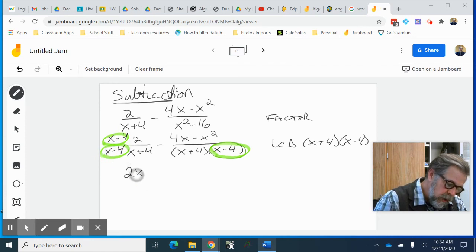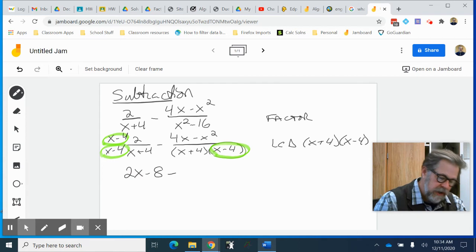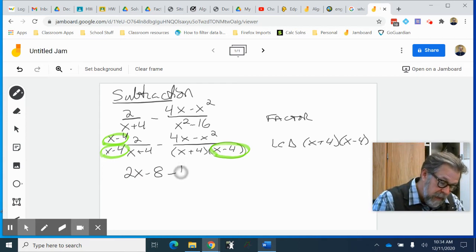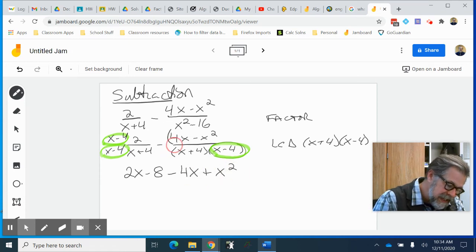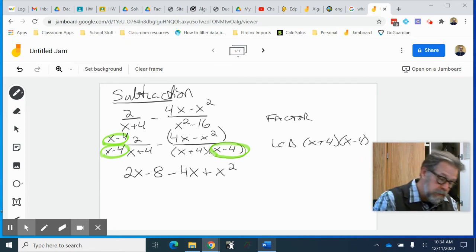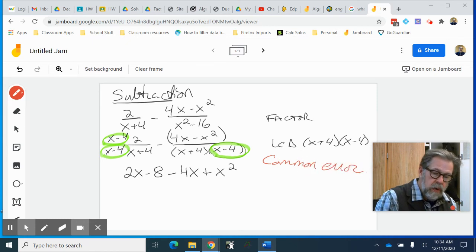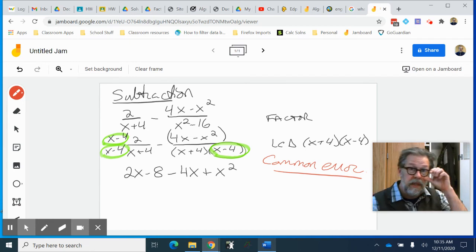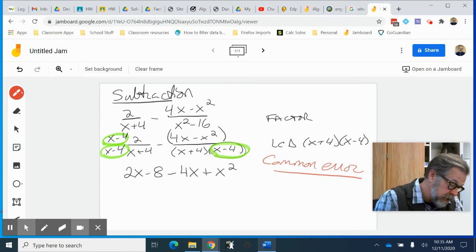So I've got 2x minus 8 minus. Now, here's where the mistake comes in. Minus 4x plus x squared, because this is really in parentheses. The whole thing is being subtracted. Common error. Watch out when you are doing subtraction that you remember to subtract each item in the second fraction.